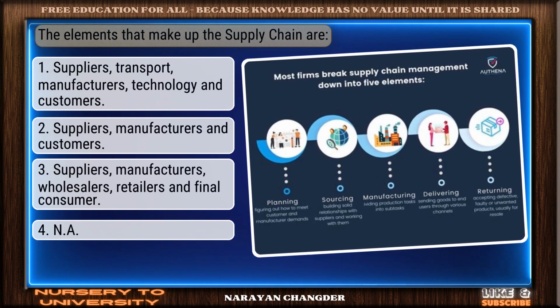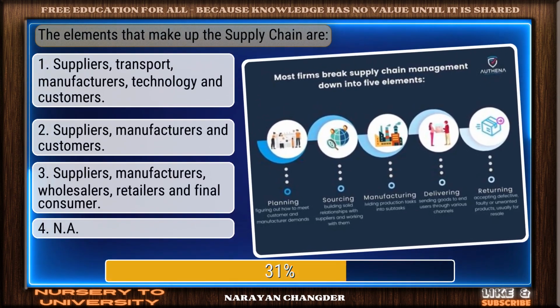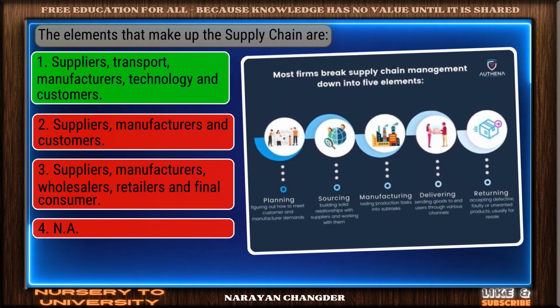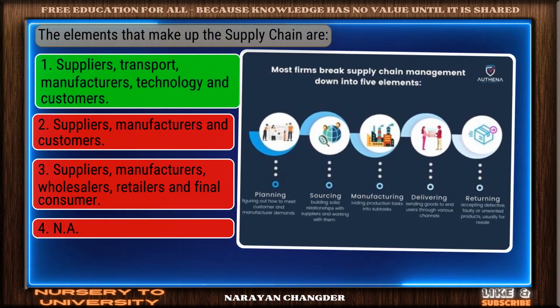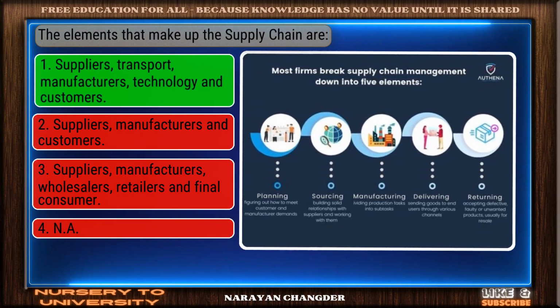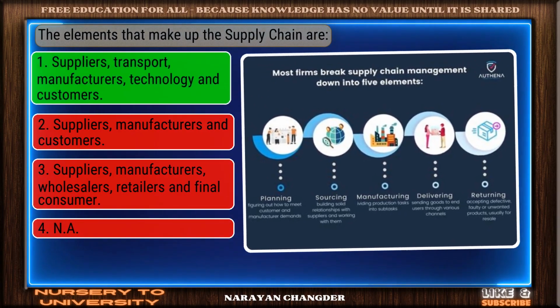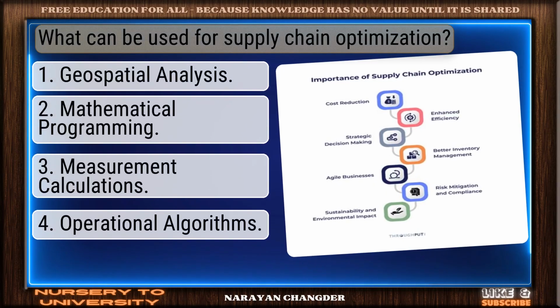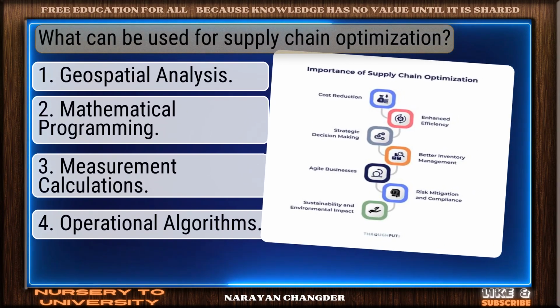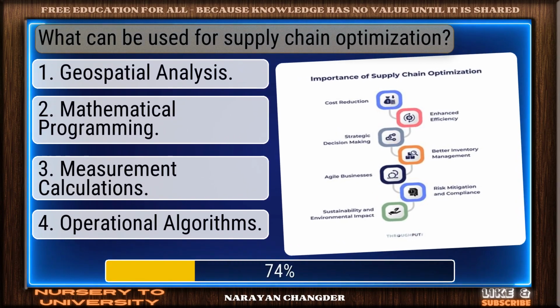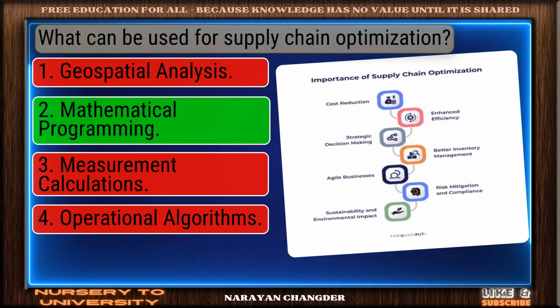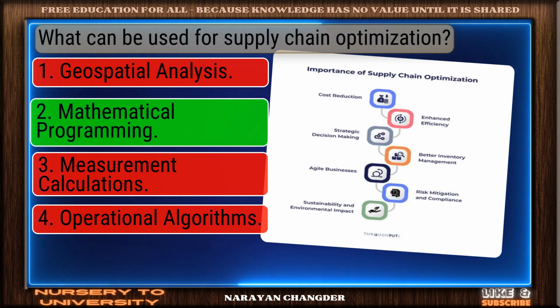The elements that make up the supply chain are: Well done. Suppliers, transport, manufacturers, technology, and customers is the right choice. What can be used for supply chain optimization? You're right. Mathematical programming is the correct answer.